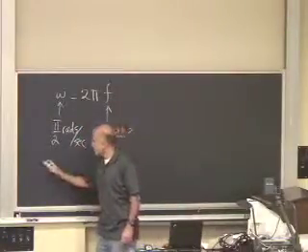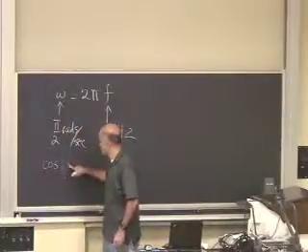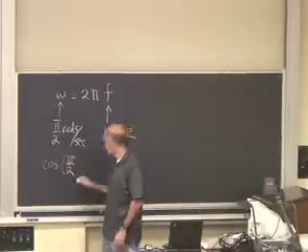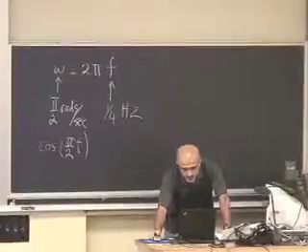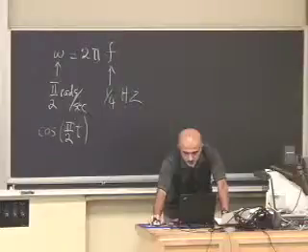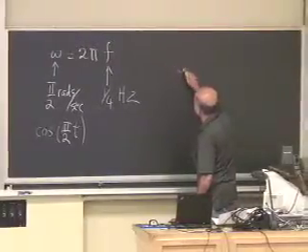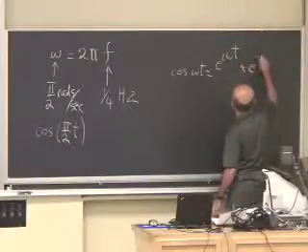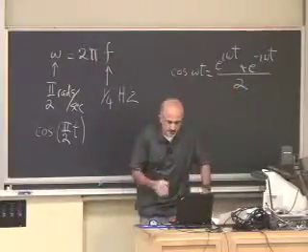Okay? So the projection onto the real axis is cosine pi over 2, pi over 2 what? T. That's what you see on the horizontal axis. That's what this cosine waveform is. Now, you remember we had the formula cosine omega t is e to the i omega t plus e to the minus i omega t over 2.